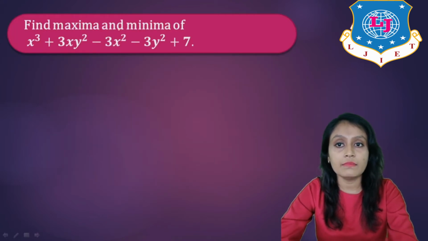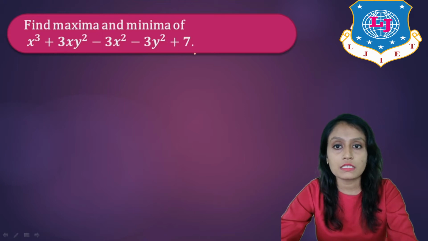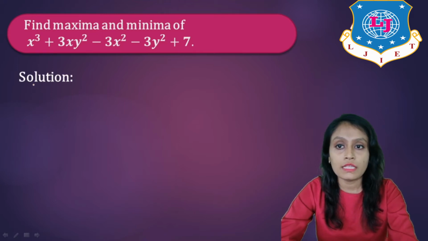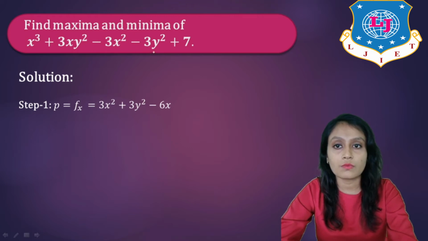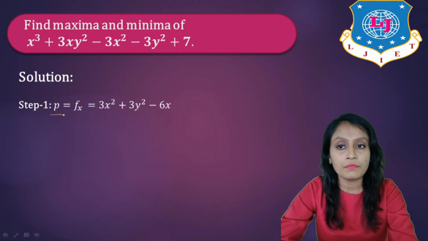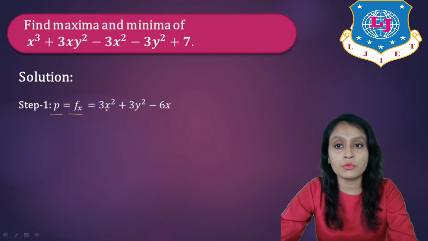example is find maxima and minima of x cube plus 3xy square minus 3x square minus 3y square plus 7. So let's begin with the solution. Firstly, f of x, y is given, that is x cube plus 3xy square minus 3x square minus 3y square plus 7. So first step is to find p, that is fx, means partial derivative of f with respect to x.